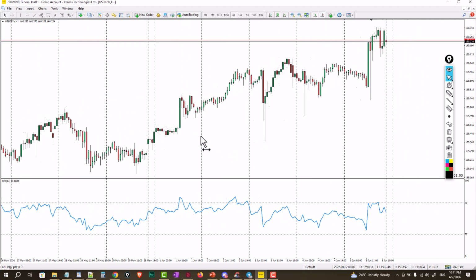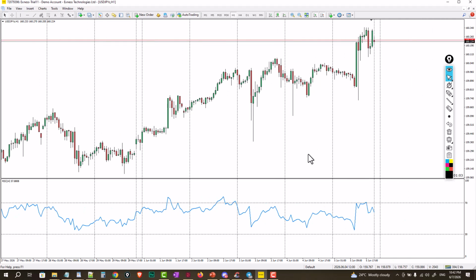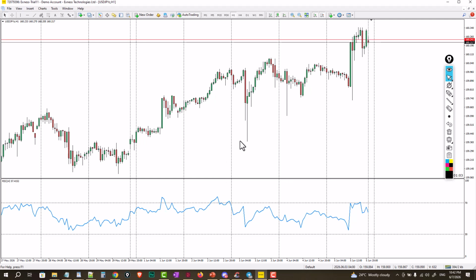Now, what I want you to pay close attention to on this chart is the market structure that we have. What is the market structure on this chart? If you take a close look at the chart, you'll notice that price has been forming highs and lows. But then all of a sudden, price couldn't form a low.